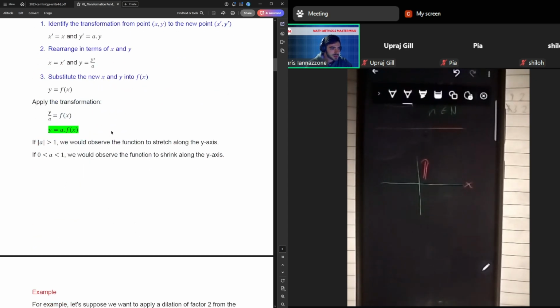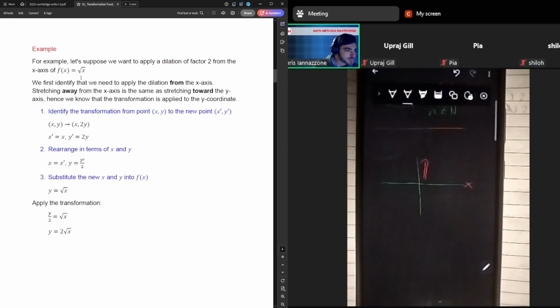If your a value is greater than 1, so starting to deal with 2, 3, that sort of thing, you're stretching further along the y. If it's between 0 and 1, you actually shrink. So instead of going further along the y, you go closer towards the x, essentially.